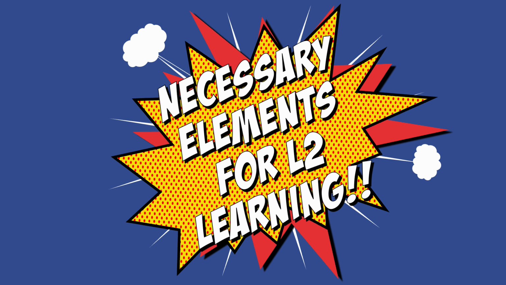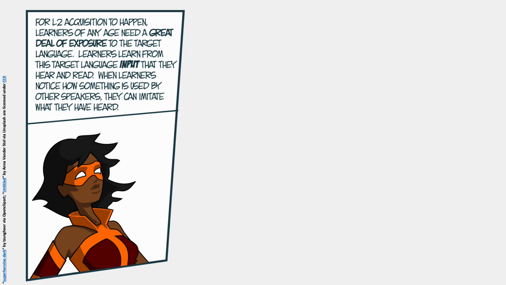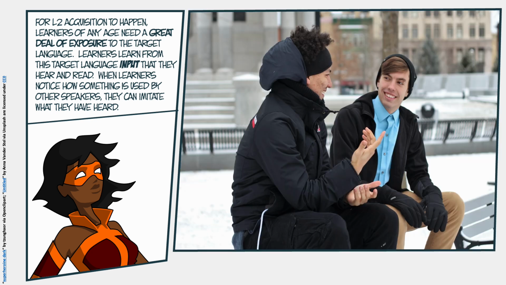Necessary elements for L2 learning. For L2 language acquisition to happen, learners of any age need a great deal of exposure to the target language. Learners learn from this target language input that they hear and read. When learners notice how something is used by other speakers, they can imitate what they have heard.